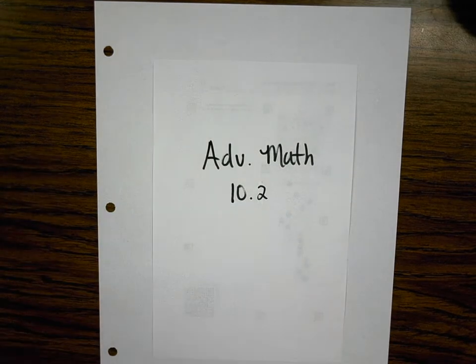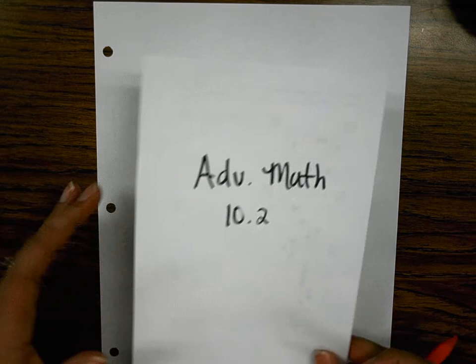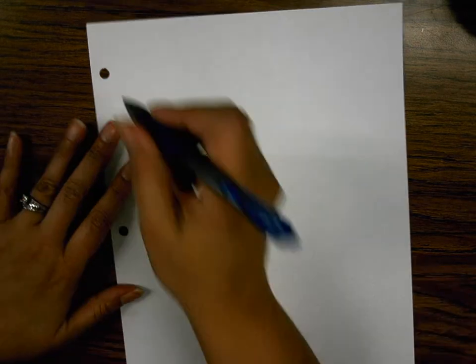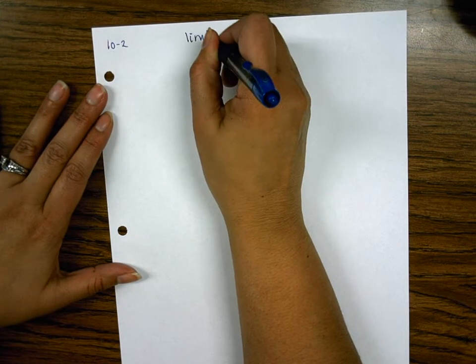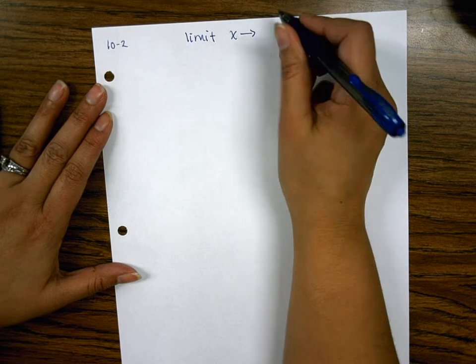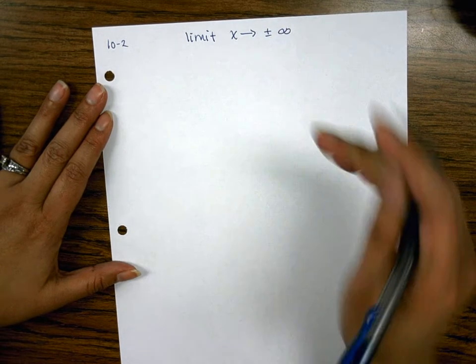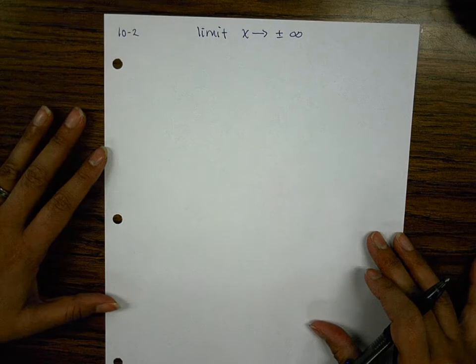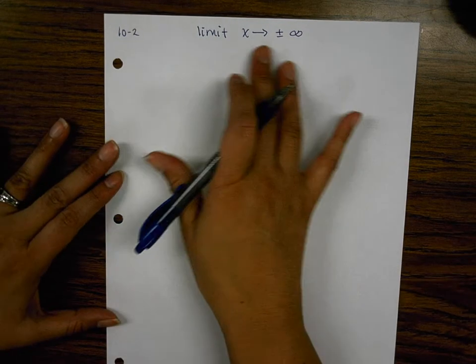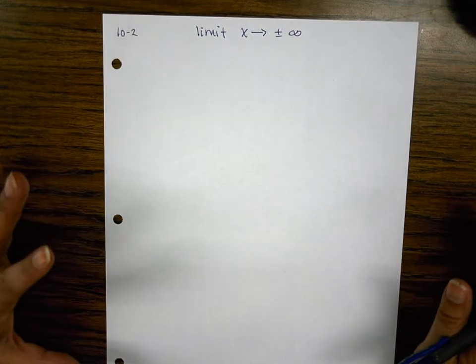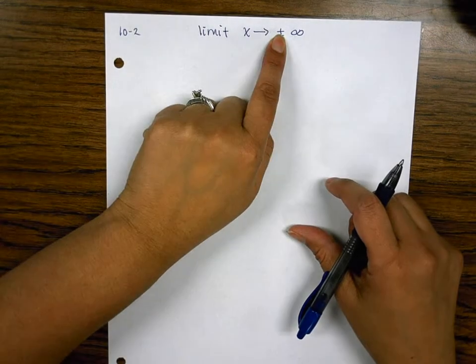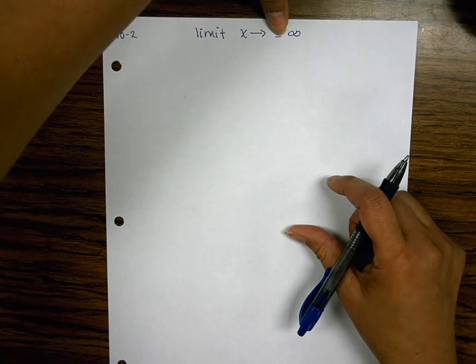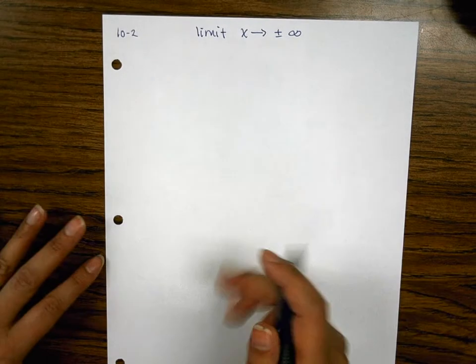This is Advanced Math, Unit 10, Lesson 8. Limit as x approaches plus or minus infinity. Okay, so that's what our lesson is on today. Limit as x approaches positive infinity or negative infinity. We're not going to have them both at the same time, but it'll be positive infinity, or other times it'll be negative infinity, but they work out exactly the same way.